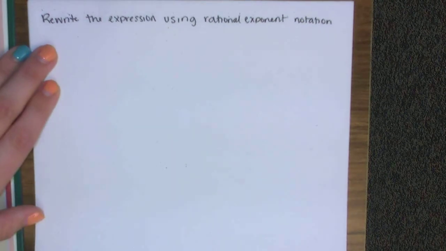Alright, so 2 through 6 should be pretty self-explanatory. You may have to come back to them a little bit, but after watching this video they should make a little more sense. So we're going to jump down to 7 through 10. With these ones it says to rewrite the expression using rational exponent notation. All they mean here is writing it as a fraction.